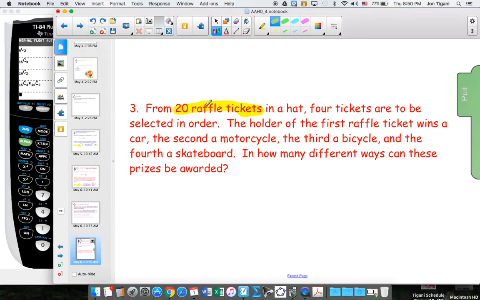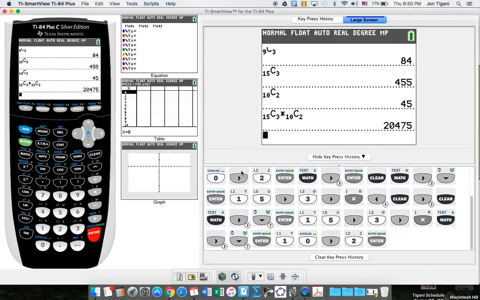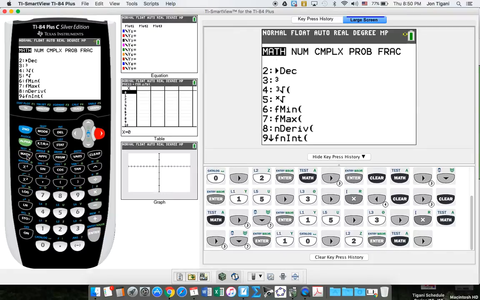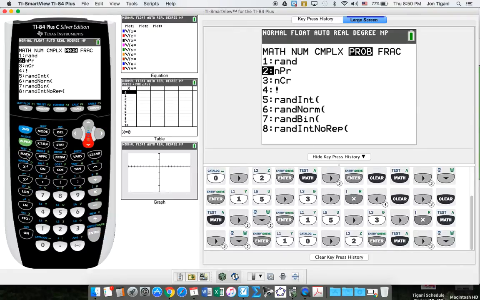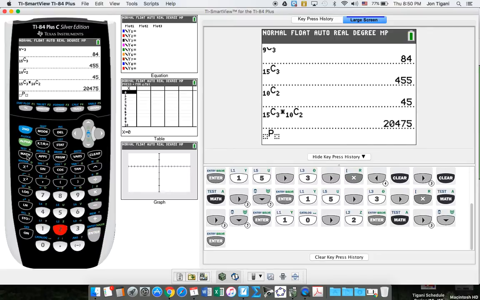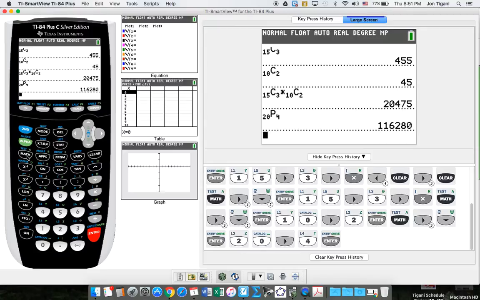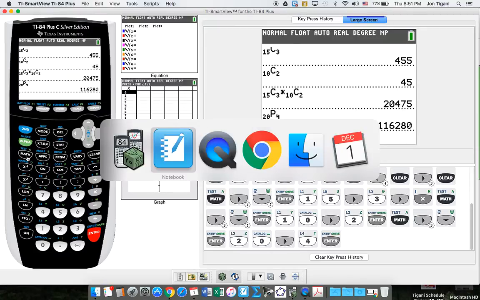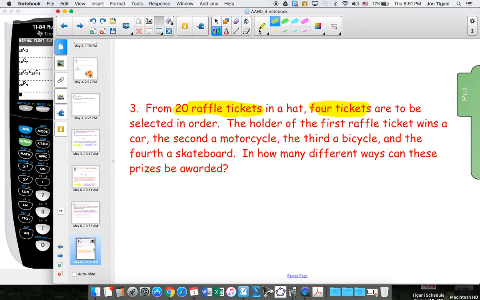20 raffle tickets. Different ways can these prizes be awarded. 4 prizes, we call that a permutation. 20, math, 20 choosing 4 with a permutation, and we had 116,280. Now remember, don't forget, we do want to see that you know the formula and you understand it.